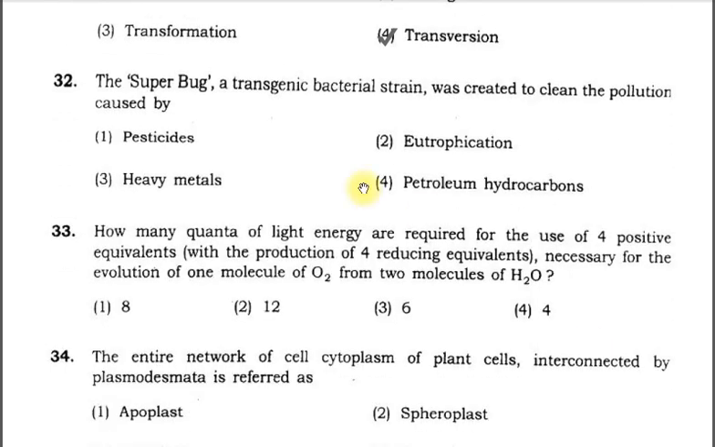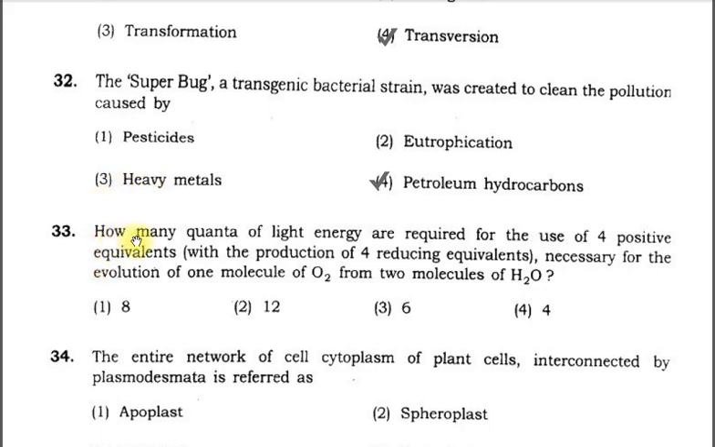Question number 32. The superbug, a transgenic bacterial strain, was created to clean the pollution caused by 1 pesticide, 2 eutrophication, 3 heavy metals, 4 petroleum hydrocarbons. So out of this, the correct option is the option number 4, which is petroleum hydrocarbons. This was the superbug created by Anand Mohan Chakravarty to clean oil spills.